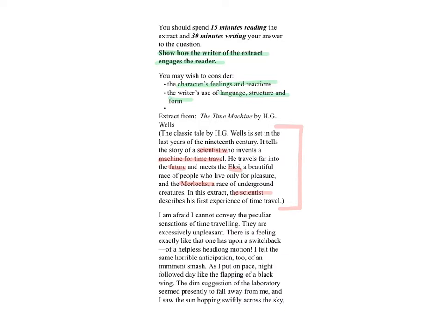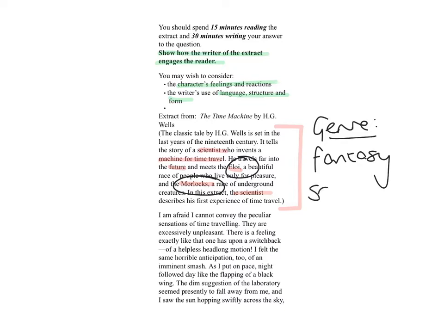So, unlike Dracula, the genre of this story is certainly not horror. It's not gothic horror. The genre, you could say, is fantasy, because we're talking about a kind of made-up people, the Eloi and the Morlocks, and of course time travel. That's not realistic writing, it's fantastical fiction. And we're also looking at science fiction, at sci-fi.